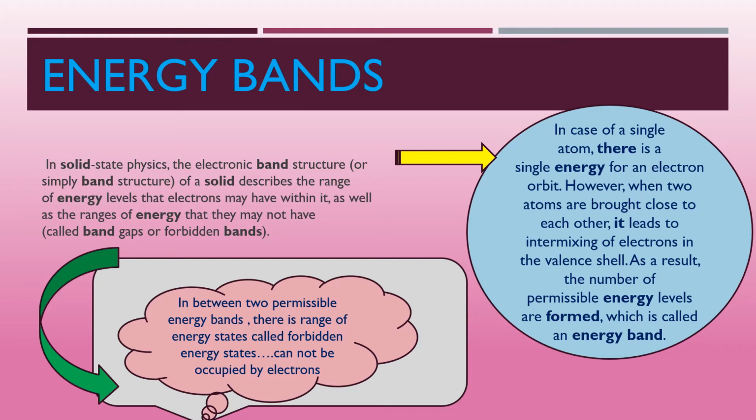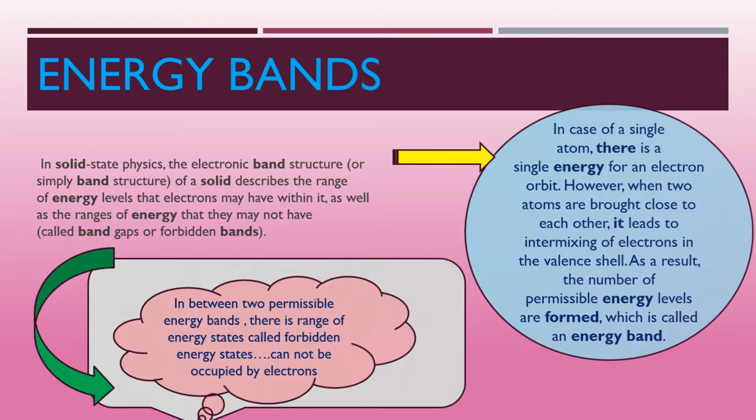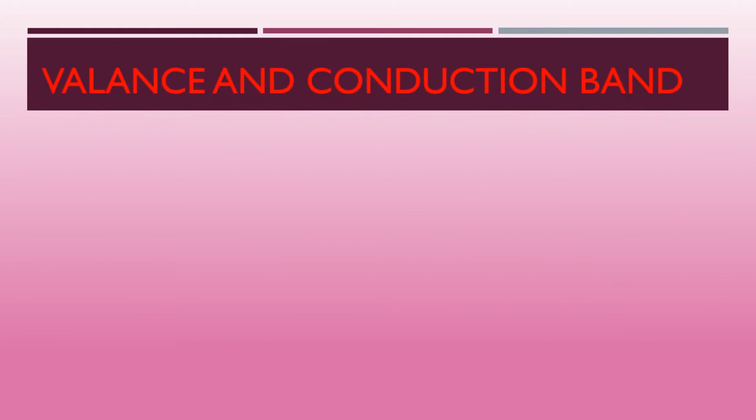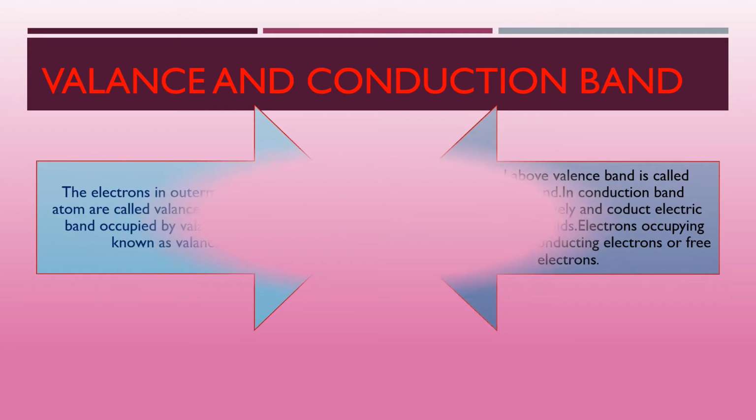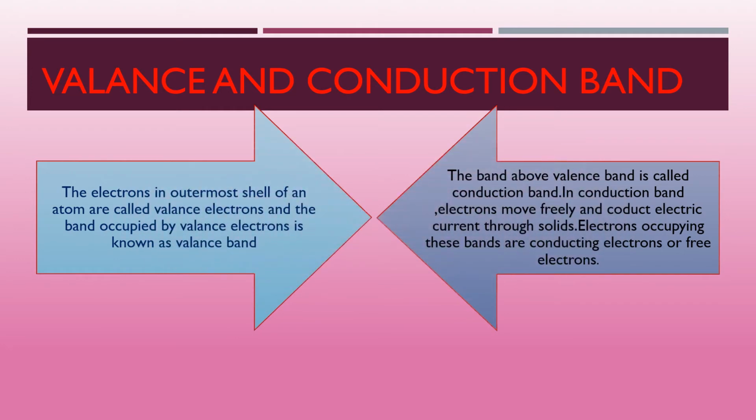The filled levels are known as the valence band and the unfilled levels are known as the conduction band. The electrons present in the outermost shell of an atom are called valence electrons, and the energy band occupied by these valence electrons is known as the valence band. This is the highest occupied energy band, and it can be either completely filled or partially filled with electrons, but it can never be unfilled.